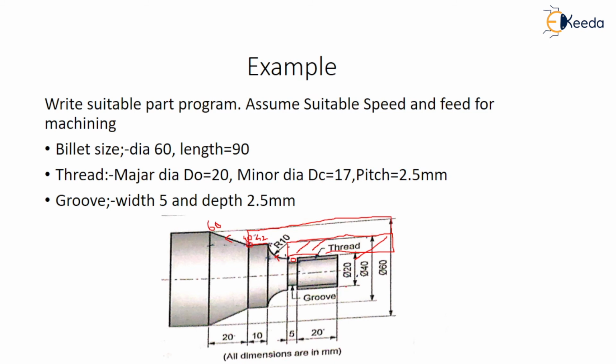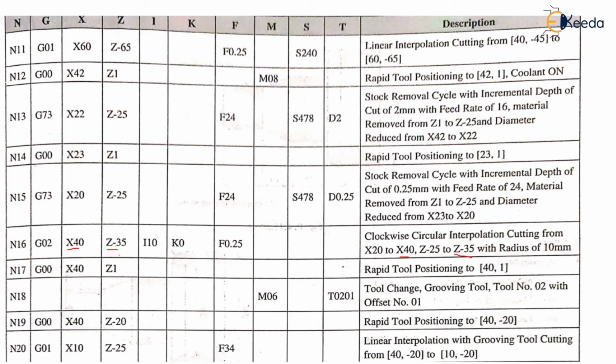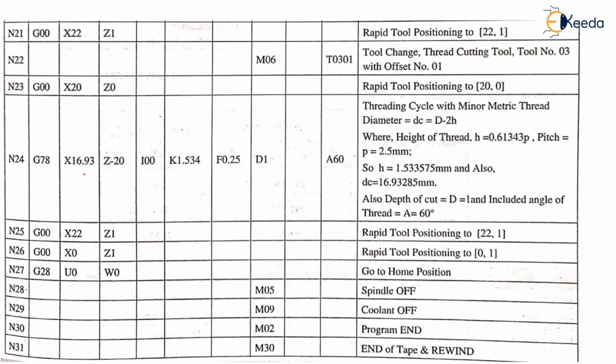Okay, so threading. Now we are moving to the threading part on this outer surface. For that purpose, we have G78 X16.93 Z minus 20 I0 K1.534 and F0.25 D1 A60. So how these values come, I will let you know. In the threading cycle with a metric thread, the minor diameter DC is D minus 2h. That is the minor thread diameter. D is the capital D, that is the major diameter.